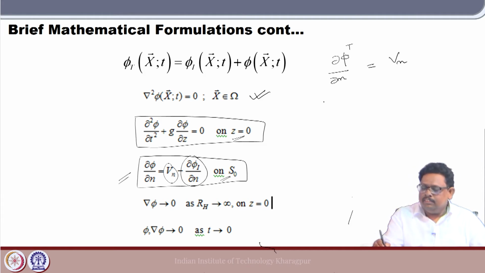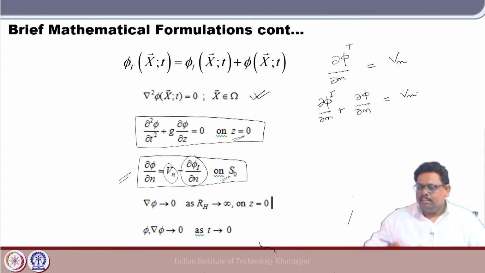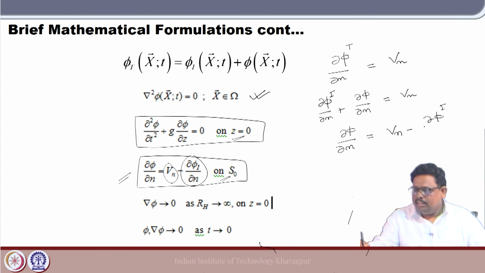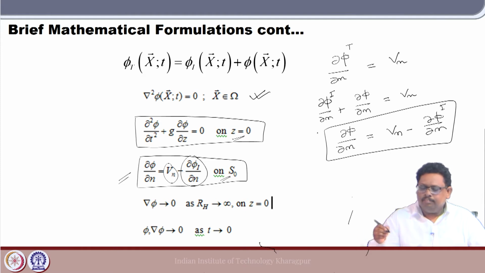Now, this total velocity is split into two components: del phi I by del n plus del phi by del n, which equals V n. And therefore, I know that my del phi by del n should be V n minus del phi I by del n. That is how this formulation has come.